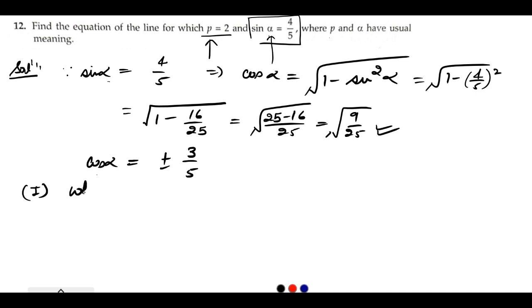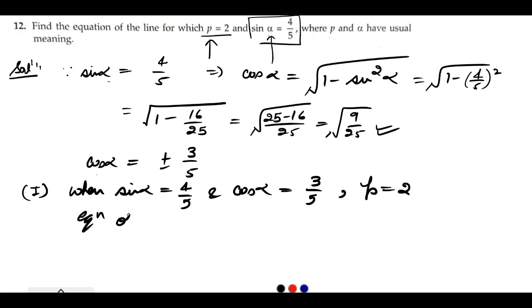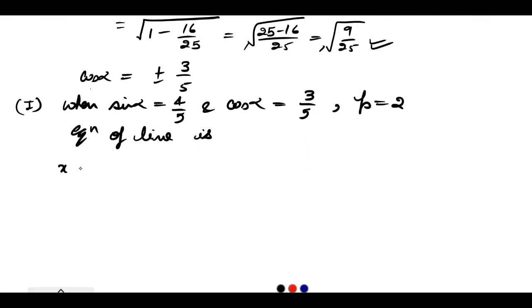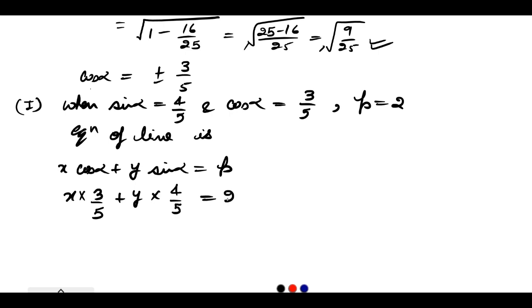First case, when sin alpha is equal to 4 by 5 and cos alpha is equal to plus 3 by 5 and p is equal to 2, the equation of line is x cos alpha plus y sin alpha is equal to p. Cos alpha is 3 by 5 and sin alpha is 4 by 5, p is 2. Equation of line: 3x plus 4y minus 10 is equal to 0.